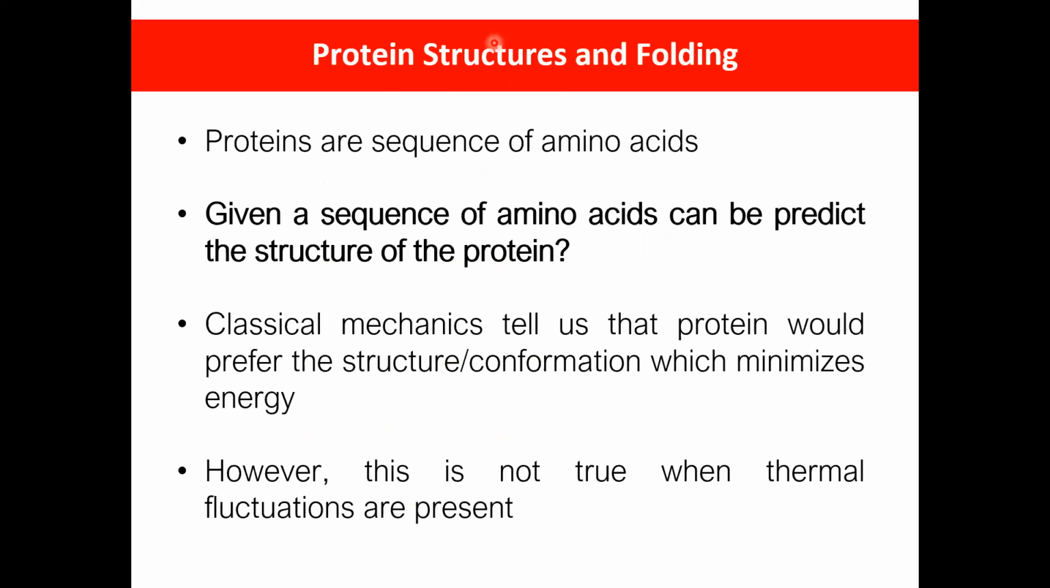All right, so this is what I have told you so far, that proteins are sequences of amino acids, and what we are trying to understand is, if we are given a sequence of amino acids, can we predict the structure of the protein? Now the problem is that if you apply classical mechanics to this problem, then classical mechanics will tell you that a protein would prefer a structure or conformation which minimizes energy, right? Generally we say that any system tries to go to its minimum energy state, right? However, this is not true when thermal fluctuations are present.